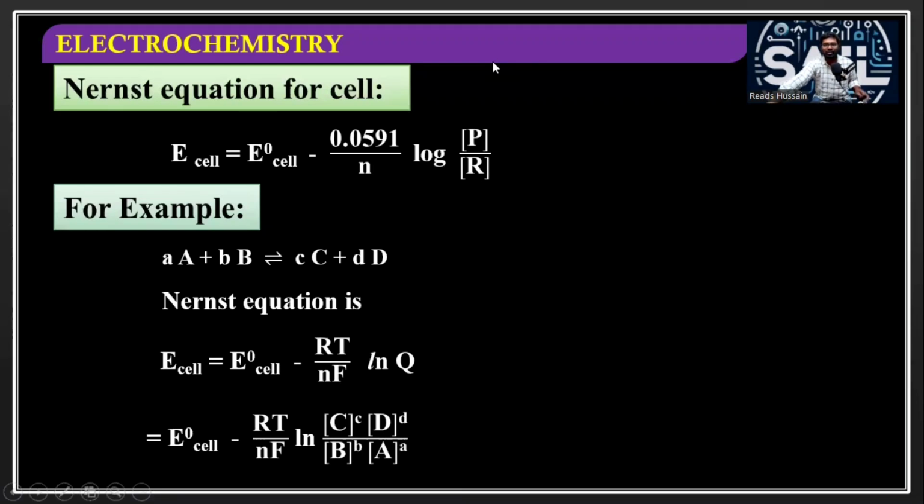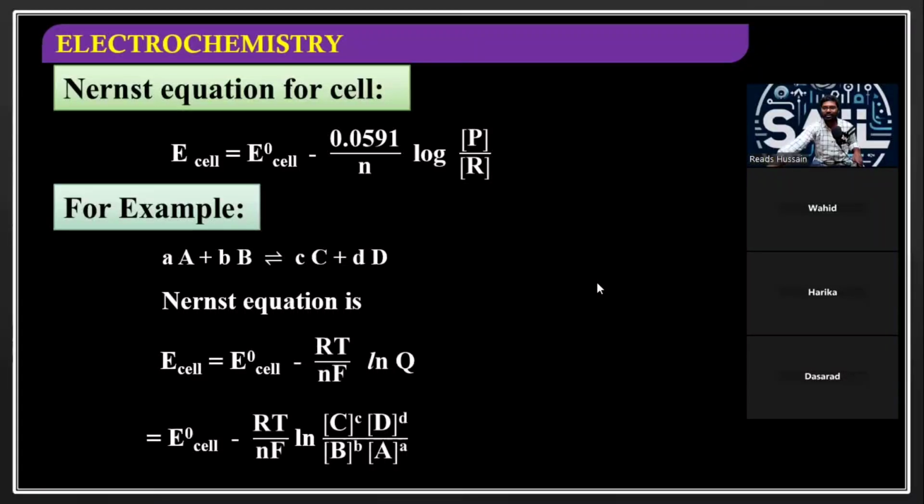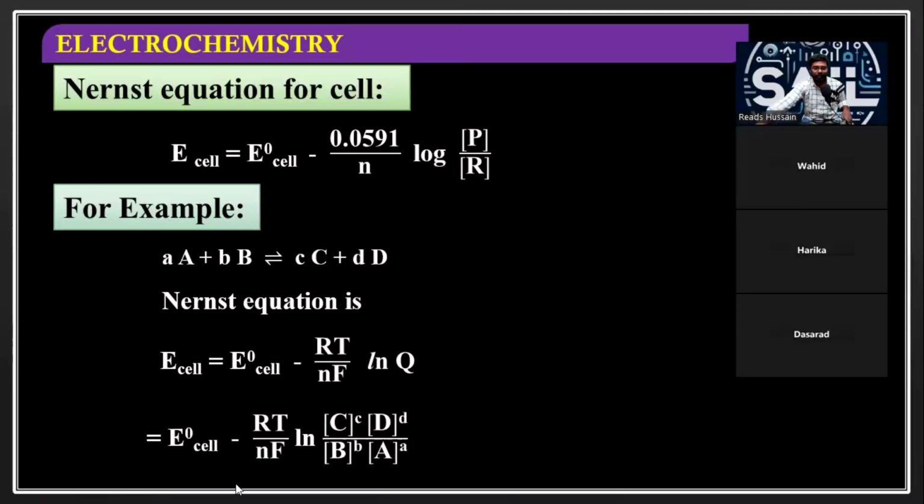Once again, you rejoin. See here, this form you have to remember. This is the given equation: a moles of A plus b moles of B gives c moles of C and d moles of D. If any reaction is given in this manner, then you have to write its Nernst equation like this. E is equal to E naught cell minus RT by nF ln molar concentration of the products divided by reactants.